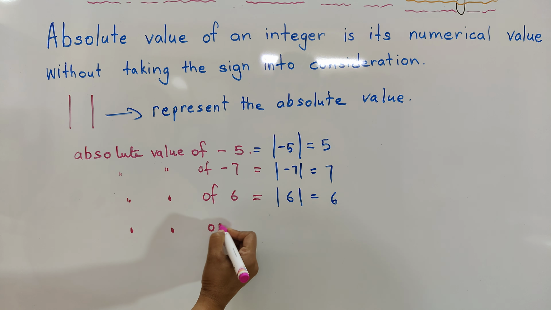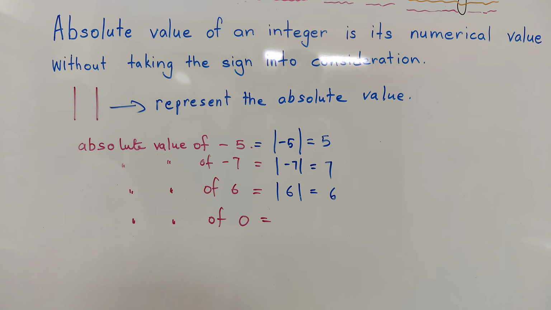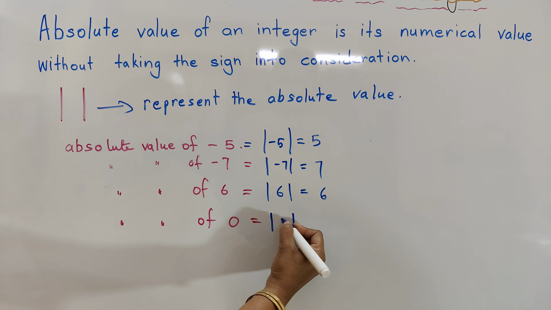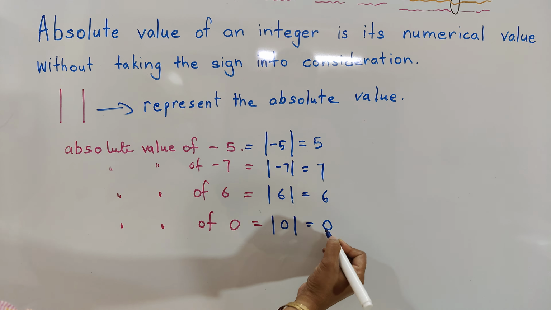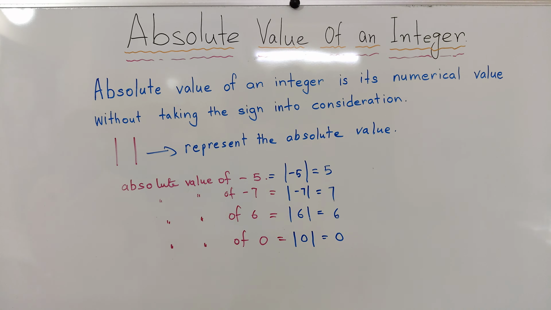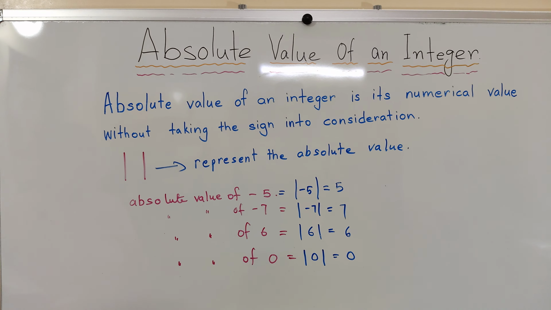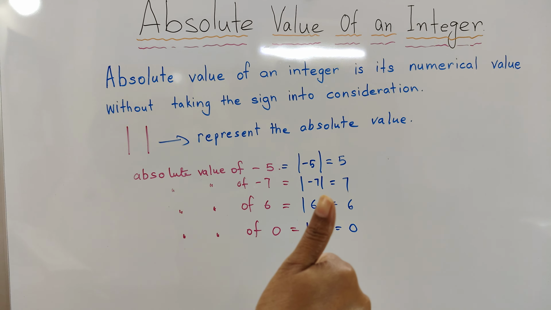Absolute value of 0. So what will be the absolute value of 0? Let's give the vertical bars. Inside the vertical bars, we will write 0, and the answer will be 0 itself. So far we have learned how to find the absolute value of an integer. In our next video, we will learn how to solve different types of problems on absolute value.